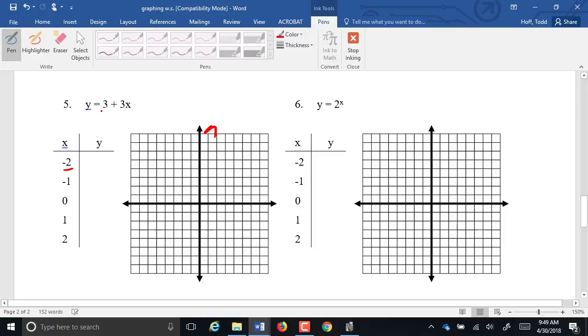If x is -2, y is 3 times -2, which is -6. 3 plus -6 is -3. So -2, -3 would be right there. Don't know why my line doesn't want to stay there. Better. If x were -1, 3 times -1 is -3. 3 plus -3 is 0. So that's -1, 0. If x is 0, 3 times 0 is 0. 3 plus 0 is 3. So 0, 3 is right there. So that gives that line. Need a little more time for number 6?